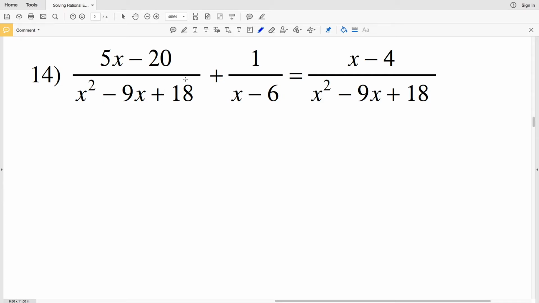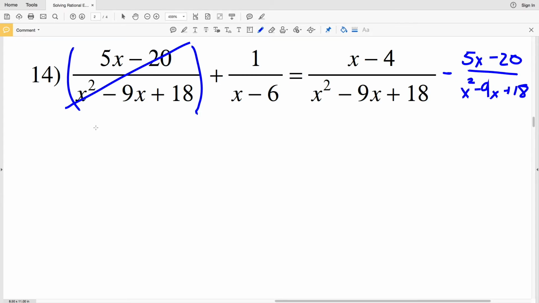In number 14, again, I'm going to start by rearranging this equation. I'm going to subtract 5x minus 20 all over x squared minus 9x plus 18 from both sides. When I subtract it from this side, it'll cancel out with this positive, and then I'll subtract it from the right. I'll be left with 1 over x minus 6 on the left-hand side, and that's equal to x minus 4 minus 5x minus 20 all over x squared minus 9x plus 18.